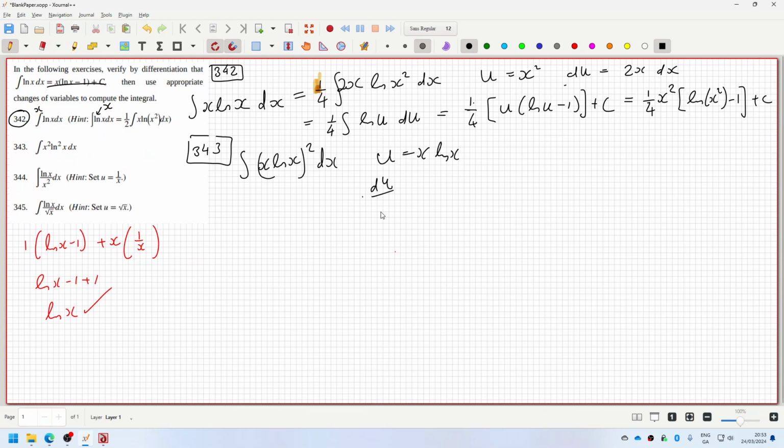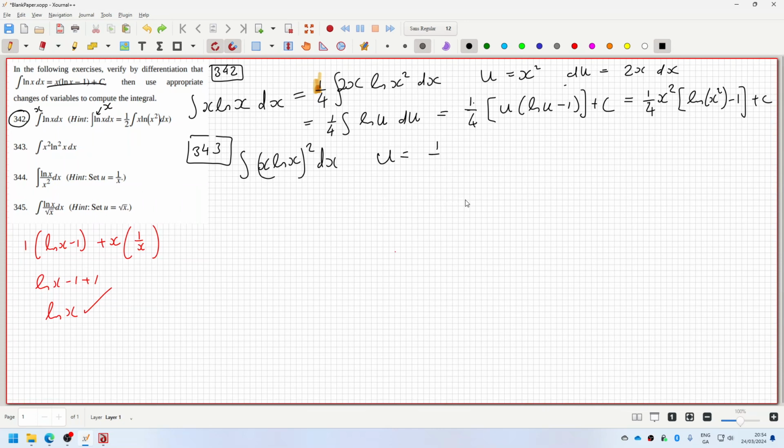So that means du dx would equal log x plus 1. Doesn't look too helpful. What about if I just said u equals log x? Then that means du dx equals 1 over x. So du equals dx over x. Now, what about if I said u equals 1 over x? And that means du dx would be minus 1 over x squared.